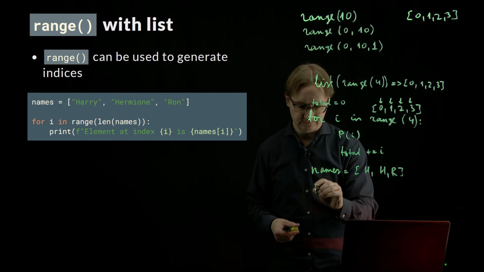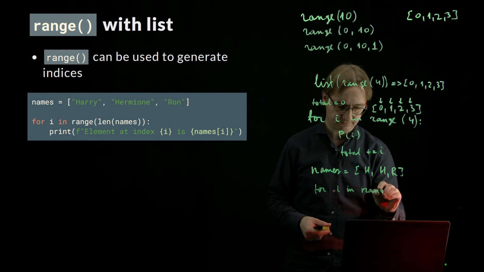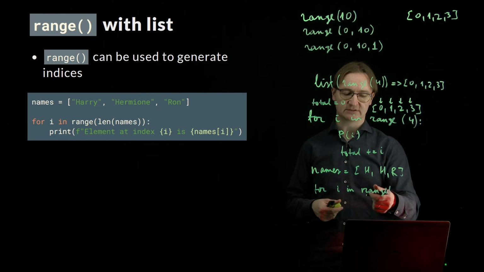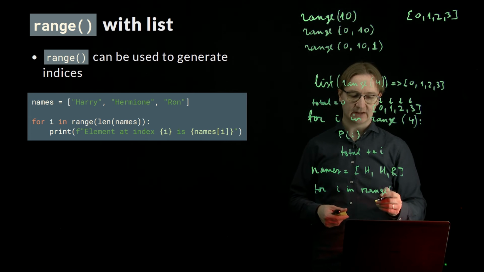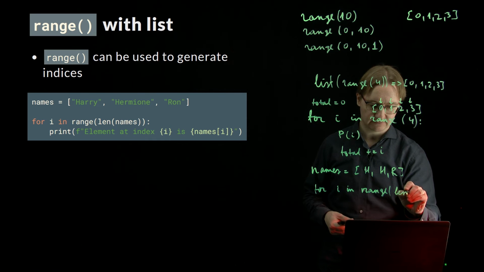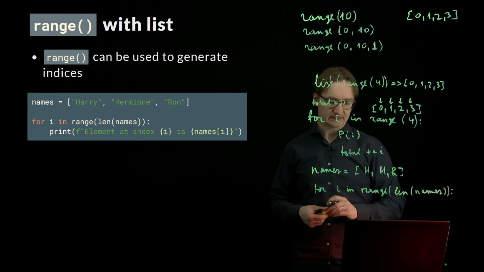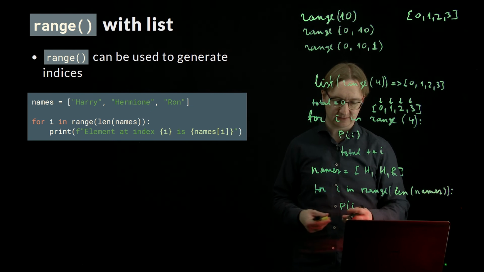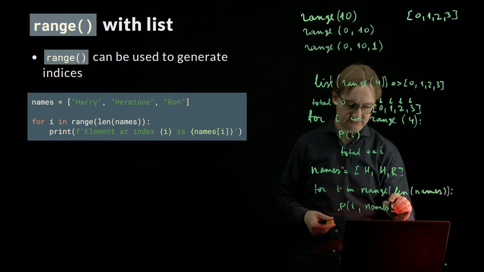And the loop itself is for i in range. Now, inside the range, we have to put the value. So there should be a stop value or the ending index or how many numbers we want to take. And to do that, we can use the length of the list. So we use len(names). And then we can basically print out the value of i and the value of names at position i.